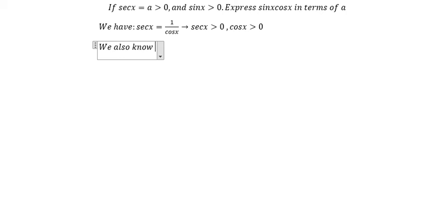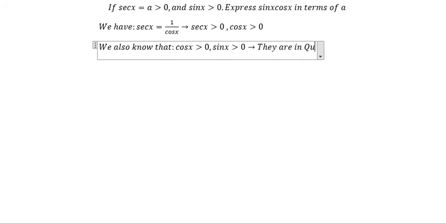If sec x is greater than 0, so cosine x should be greater than 0 in here because we have the correlationship in the formula. We also know that cosine x is greater than 0, sin x is greater than 0, so it means they are in quadrant number 1, because in the quadrant number 1 cosine x and the sin x can be positive at the same time.